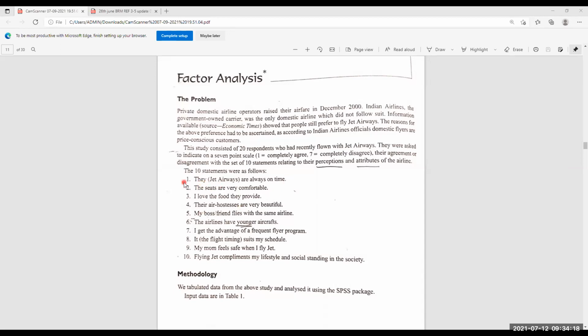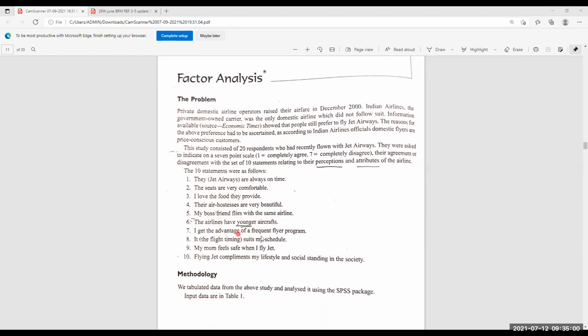Statements used were, first statement, Jet Airways is always on time. Second statement, look at the spotlight here, the seats are very comfortable. People had to give their answers on a scale of 1 to 7. Third, I love the food they provide. Fourth, their air hostesses are very beautiful. Fifth, my boss or friend flies with the same airline. People had to respond on a scale of 1 to 7. So basically reference point, word of mouth. Sixth, the airline has younger aircrafts. What do you mean by younger actually? Aircrafts which are bought recently, right? Which are not old.